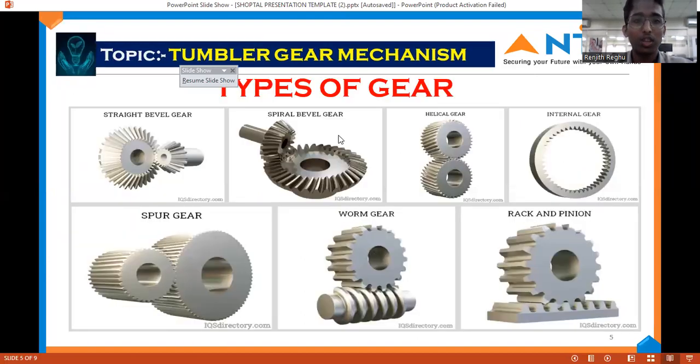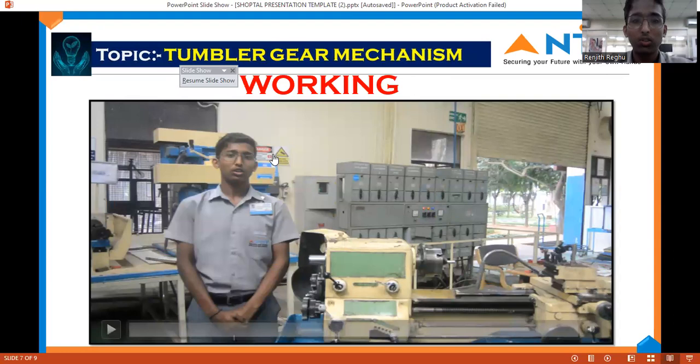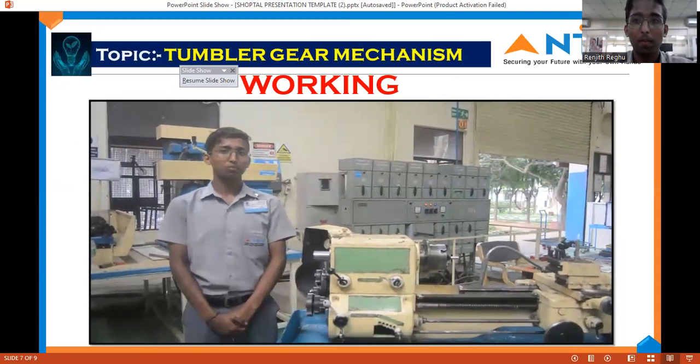There are different types of gear like straight bevel gear, spiral bevel gear, helical gear, internal gear, spur gear, worm gear, and rack and pinion gear. The gear used in the tumbler gear mechanism is the spur gear. The parts of the tumbler gear are the spindle gear, tumbler gears, stud gear, intermediate gears, lead screw and feed rod gear. In this video, I am going to explain the working of the tumbler gear mechanism. Now I am going to explain the tumbler gear mechanism.